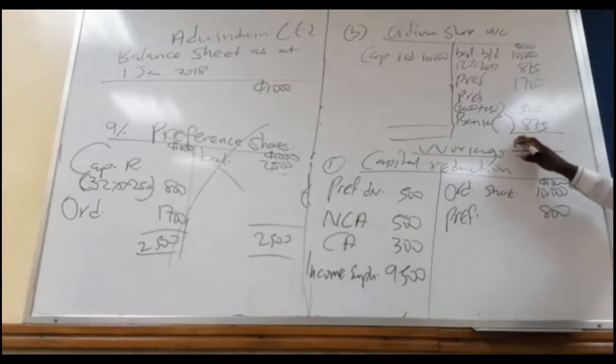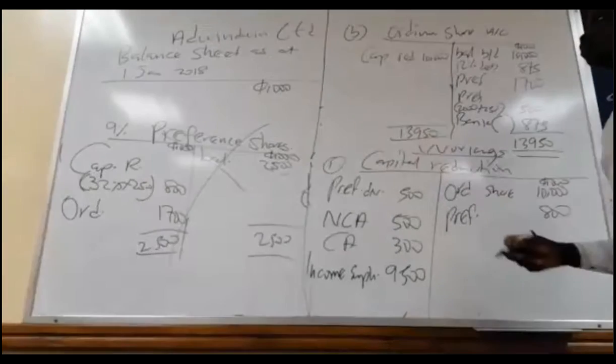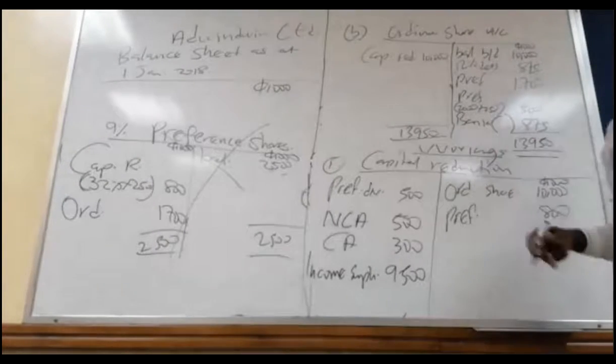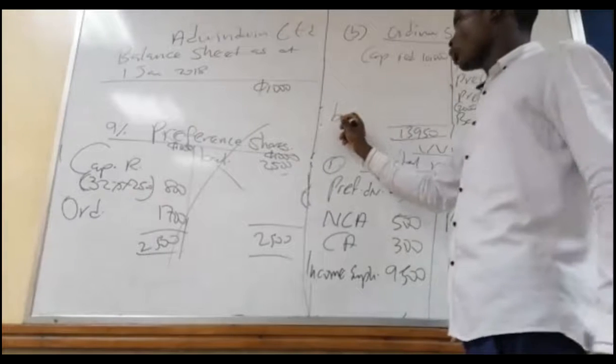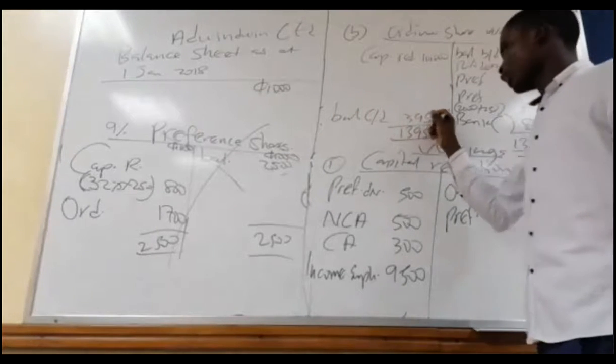Then 13,950. So it should be 13,950. Then what should I add to 10,000 so that I can get this answer, the balancing figure? So bring it as well. Balance carry down, 3,950.